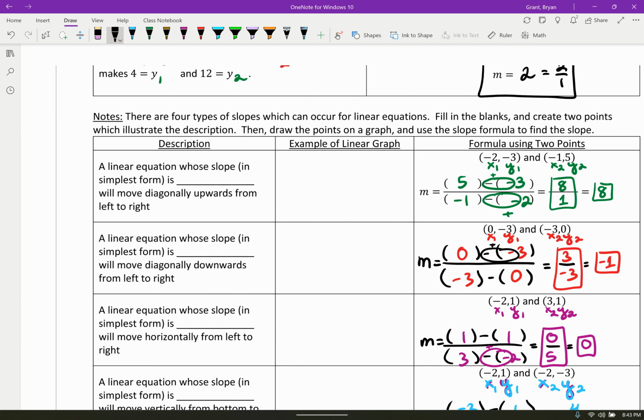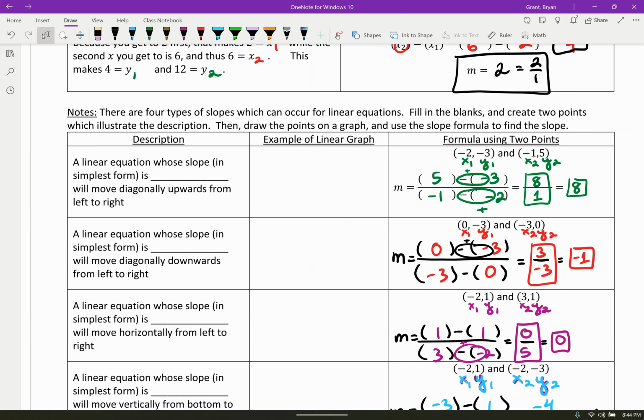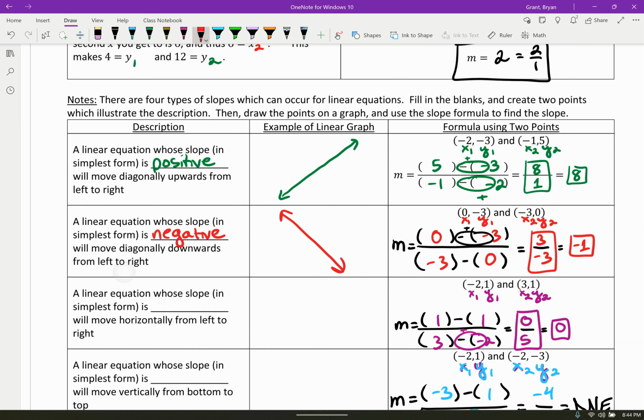Now let's backtrack. What are we actually trying to do here? Well, let's look at this description of the slope that we just found. A linear equation whose slope in simplest form is something will move diagonally upwards from left to right. So diagonally up from left to right, that looks like this. Oh, I bet they're talking about the sign of the slope. A linear equation whose slope is positive looks like the graph that I drew over there. Well, on the next one, I bet if the slope is negative, it will move diagonally downwards from left to right, like so.